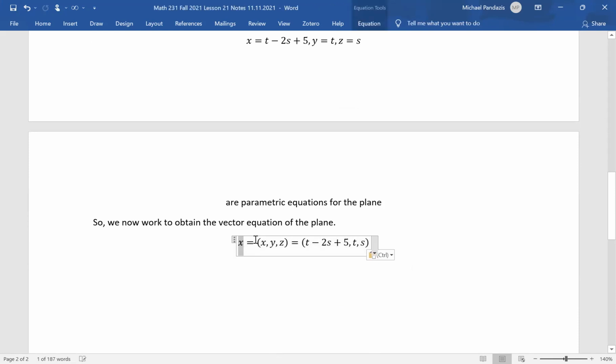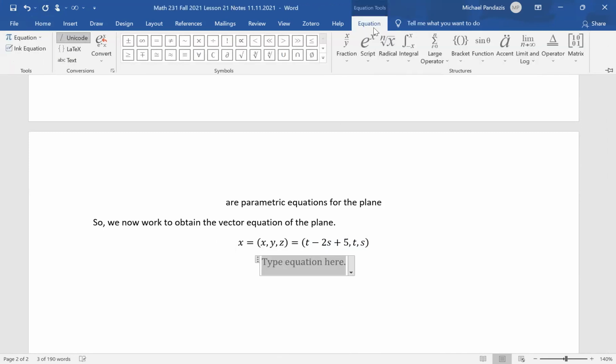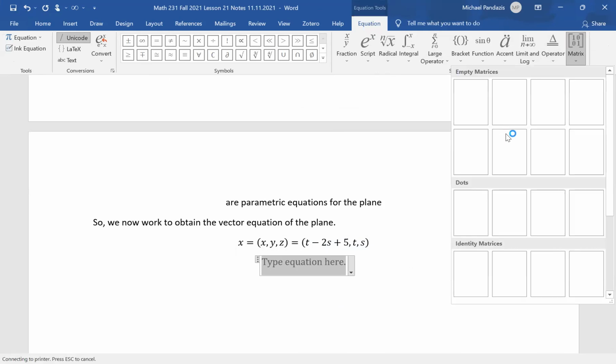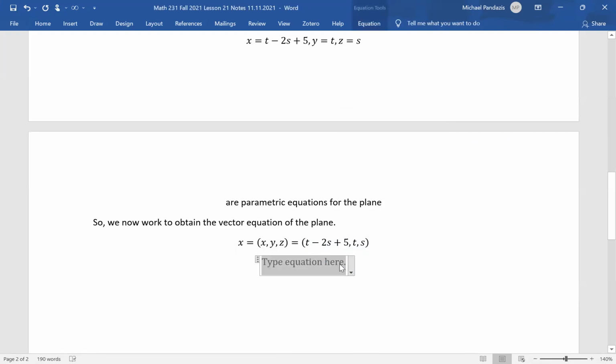So we can now express x, which is x, y, z, as t minus 2s plus 5, comma, t, comma, s. Okay, so we've now expressed it as that. Now I want to use vertical representations of the same thing. Let me point out that I'm going to switch to vertical because I think it's easier to see.